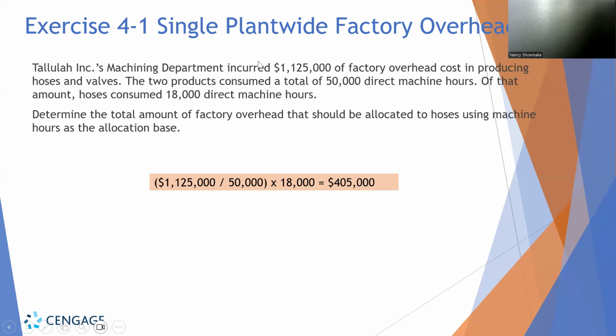So if we take our total factory overhead and we're estimating 50,000 machine hours for everything, and if hoses are 18,000 machine hours, do you see how we can come up with an allocation per hour? Assume 18,000 hours for hoses to come up with what's going to be applied to the factory overhead for hoses. Does it make sense? Yeah, you can shake your head.